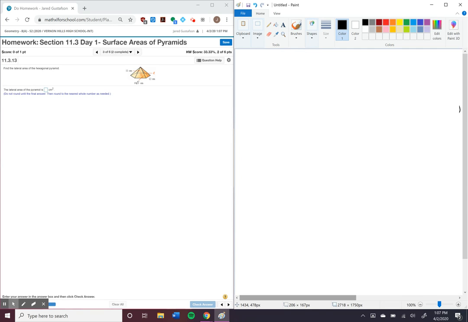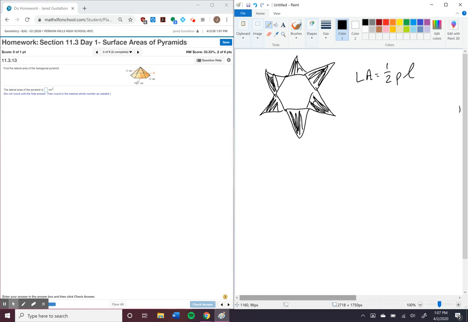All right, find the lateral area. This is where we're starting to get a little tricky. So I am going to draw the idea of what the lateral surface area is. The lateral area are all of these triangles. We have a formula for this. It's 1/2 perimeter times slant height.